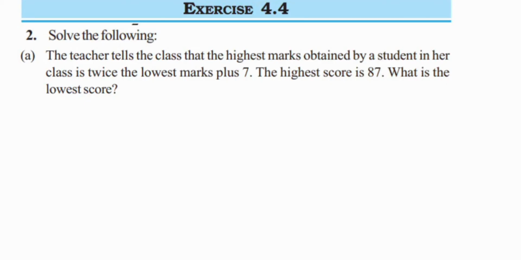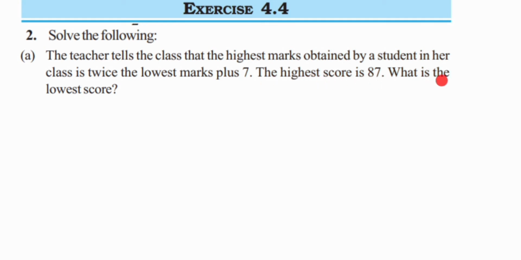Hey everyone, so here I'm doing exercise 4.4, second question. The question is: the teacher tells the class that the highest marks obtained by a student in her class is twice the lowest marks plus 7. The highest score is 87. What is the lowest score?